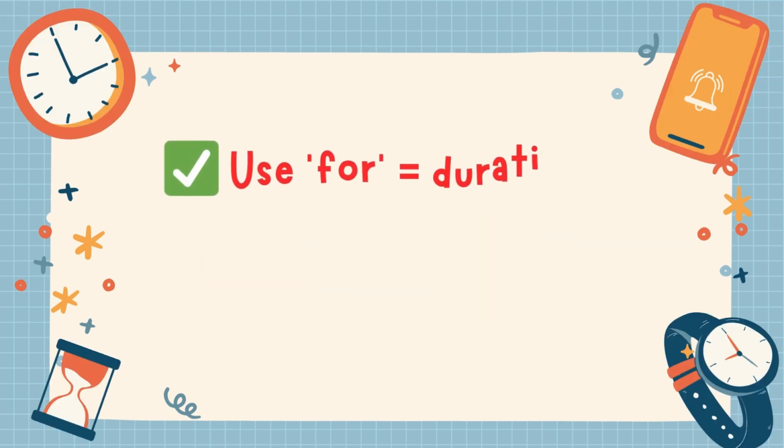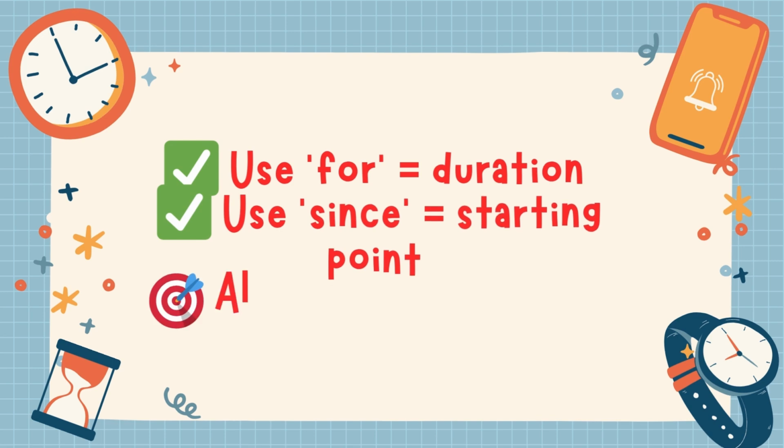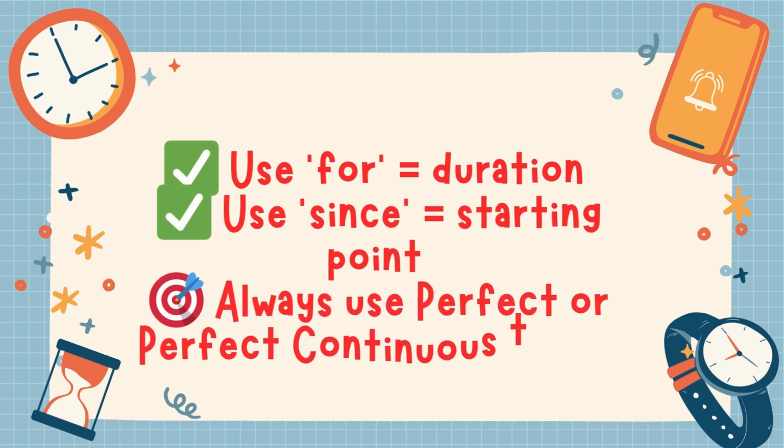Recap. For is used for duration of time, like 30 minutes, 1 hour, 2 hours, 2 weeks, 2 years, and since is used to say when something started, like since morning, since 1920, since 7 pm.